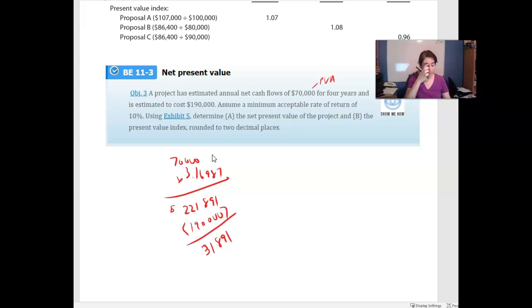Okay? I think they ask you for the index too, right? The index would be 221. They have 900. I'm going to cheat. They rounded. I didn't round. They rounded to 2 decimal places. So I'm going to cheat. This 221,891 is the same thing as their 221,900. Divided by the investment, and the present value index is then 1.17. Okay, so I hope that makes sense.